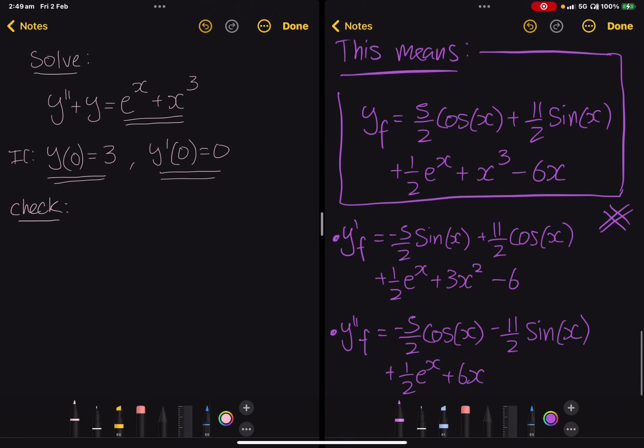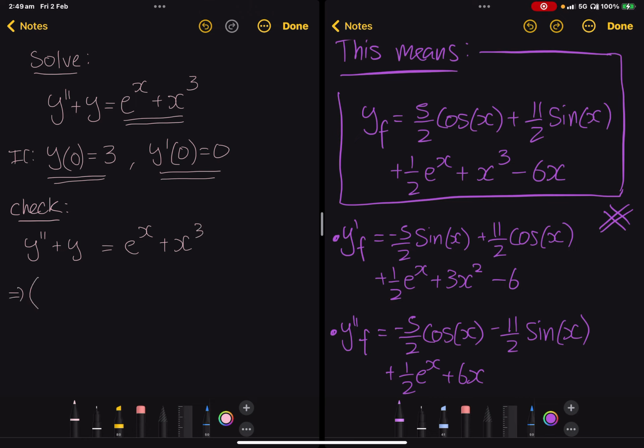So this is our function up here. We have our first derivative here, and then we have our second derivative down here. Now we need the second derivative and the function. So we have y double prime plus y. This is apparently equal to e to the x plus x cubed.